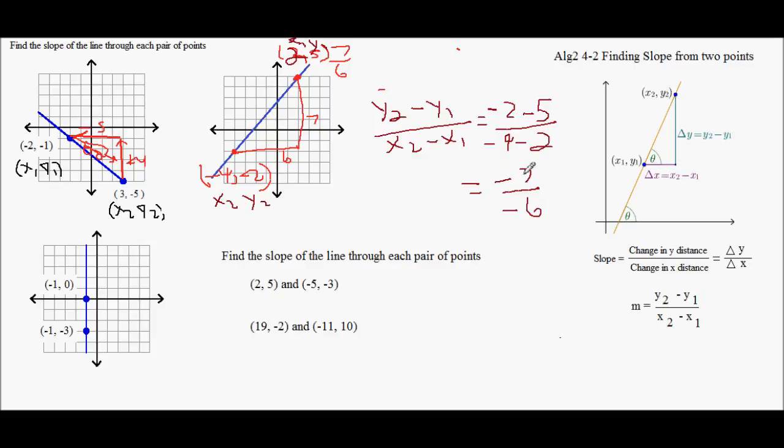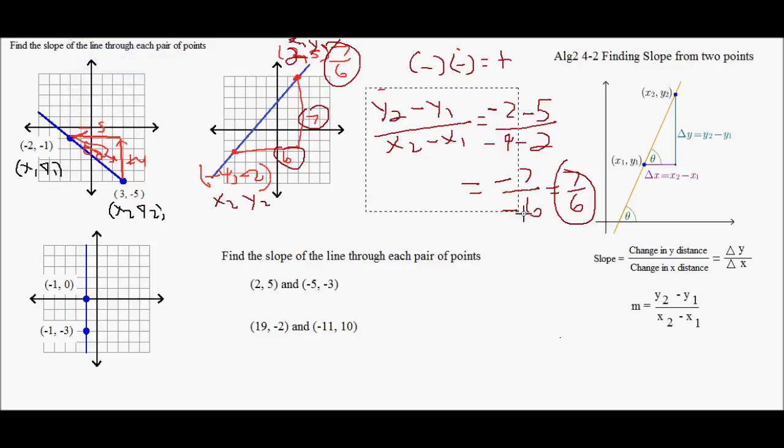Okay, so I got negative 7 over negative 6. Well, what happens when you got two negatives? Well, it's a positive, right? A negative divided by a negative is the same as two negatives multiplied, so they get a plus. So you get 7 over 6. Well, that's what we figured it was going to be, 7 over 6, right? Okay, so onward to the next one.